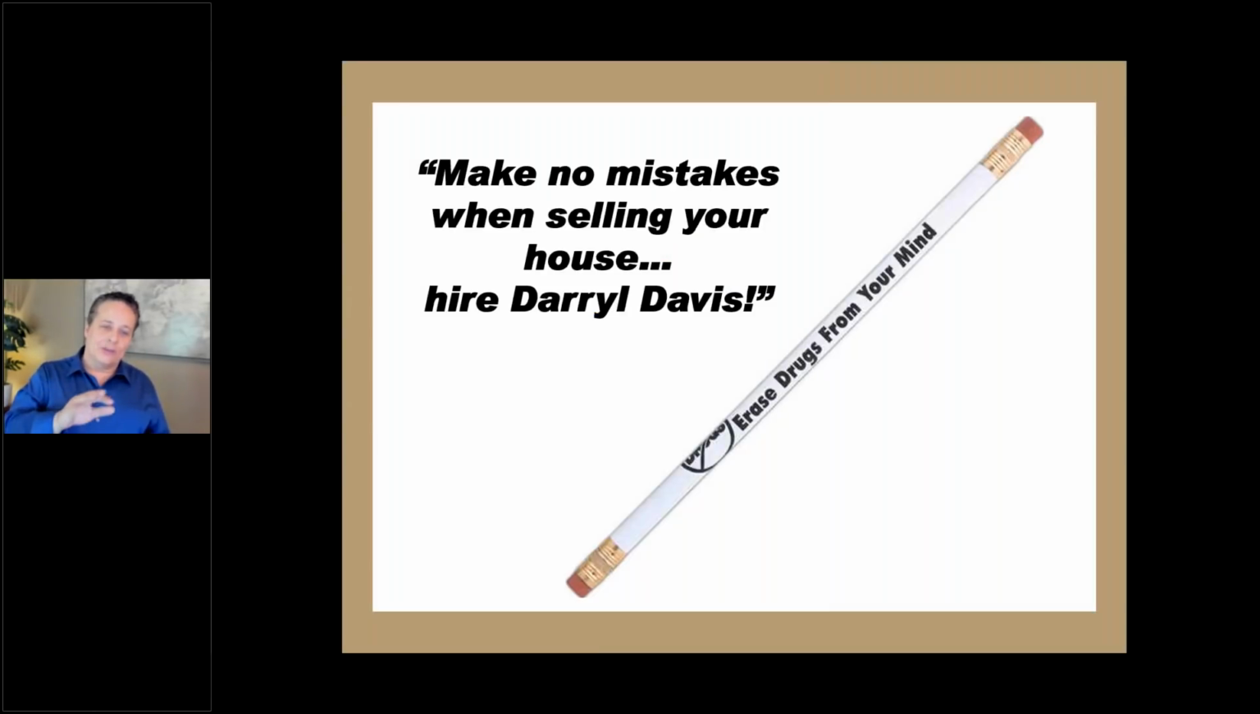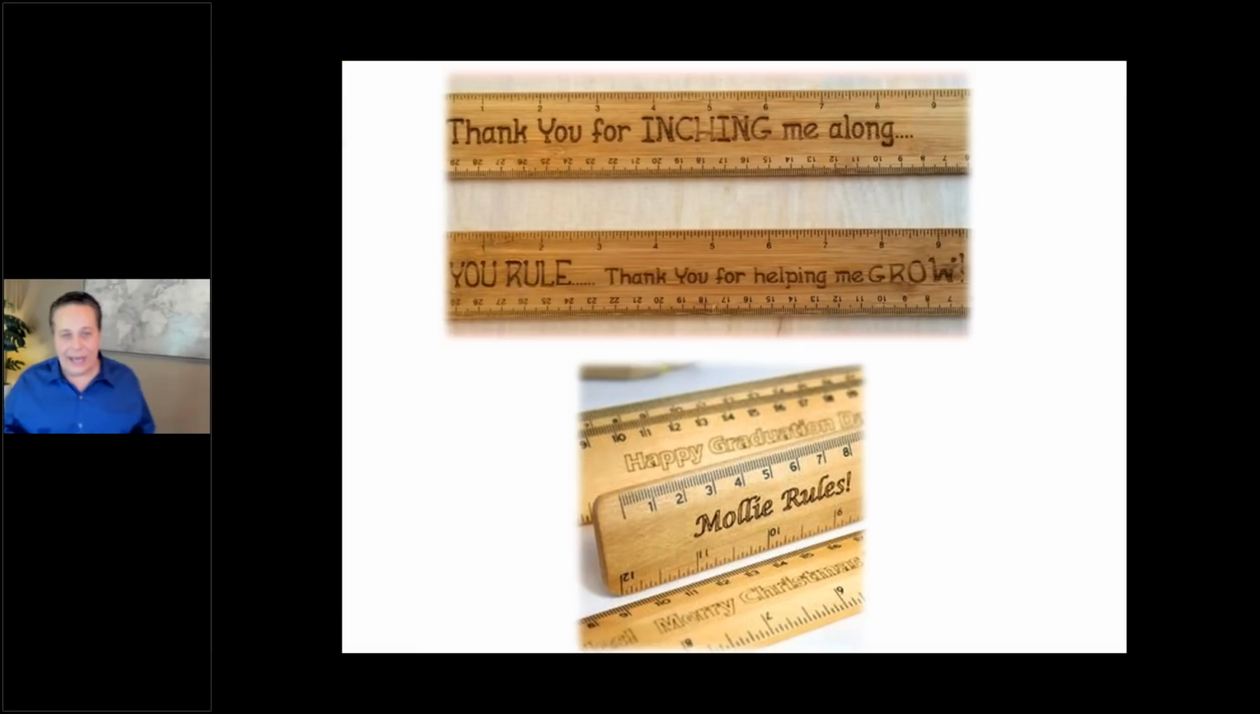The double eraser: make no mistakes when selling your house, hire Darryl Davis. Obviously, don't put my name there, put yours. And this one, erase drugs from your mind, don't put that in either. That's the only image I could find that had the double eraser on it. Okay. Now, here's a cool idea, rulers: thanks for inching me along, or thanks for helping me grow, or Molly rules. So I love those play on words with these little rulers.